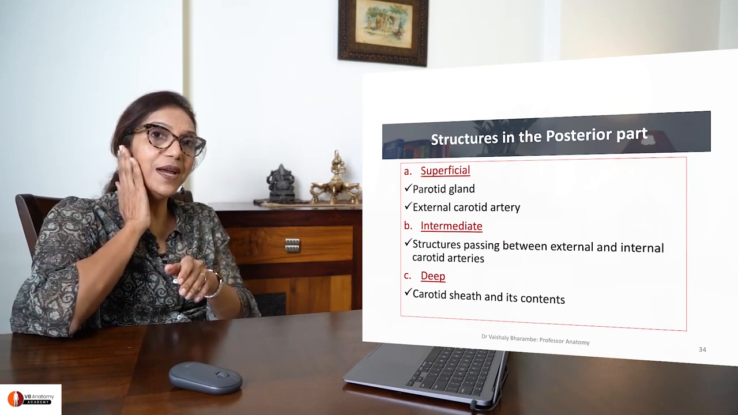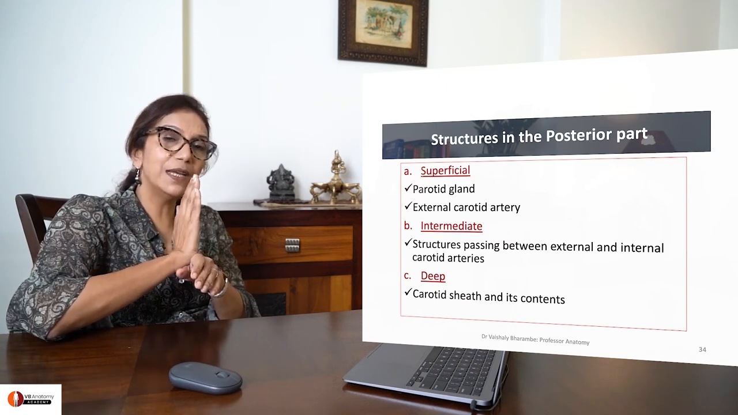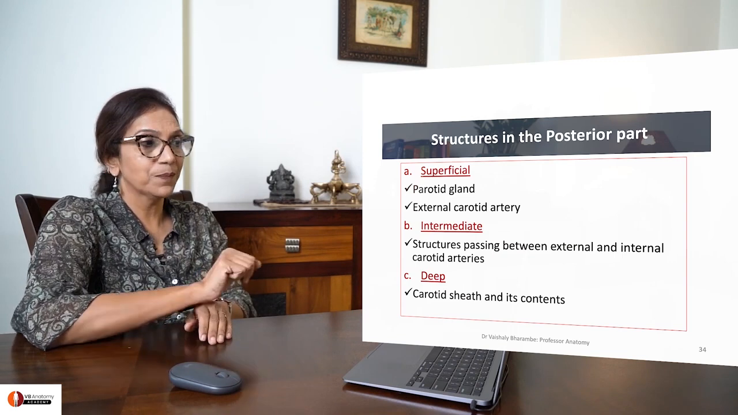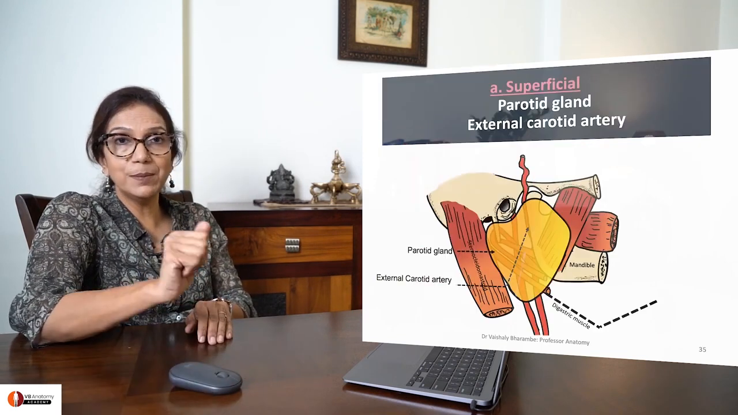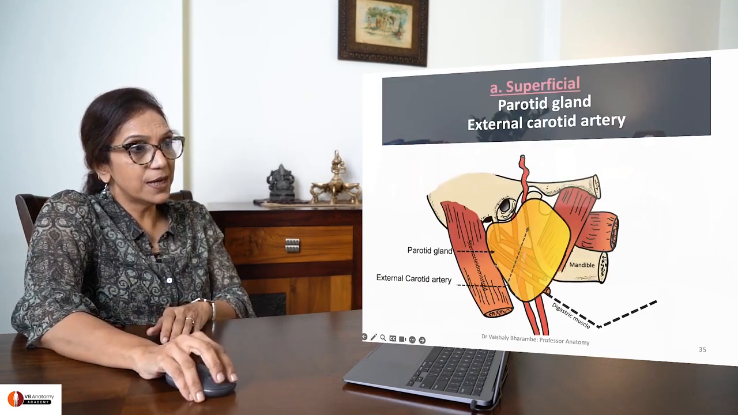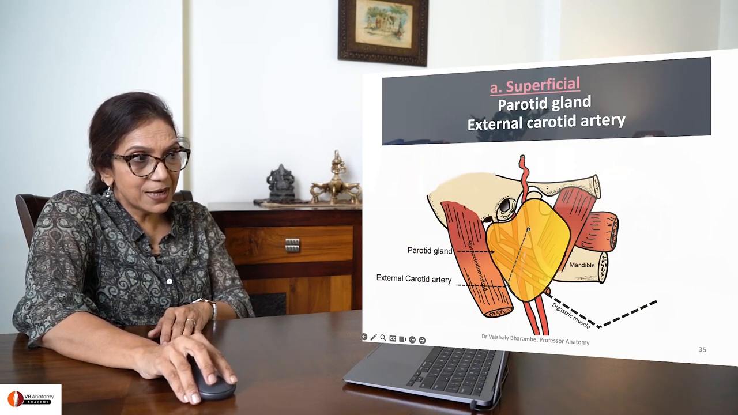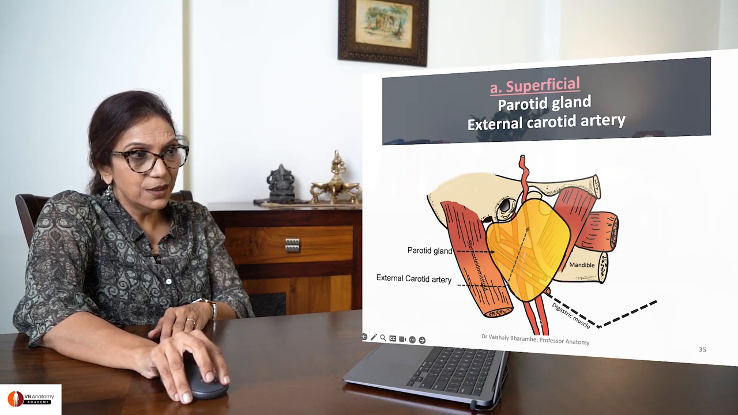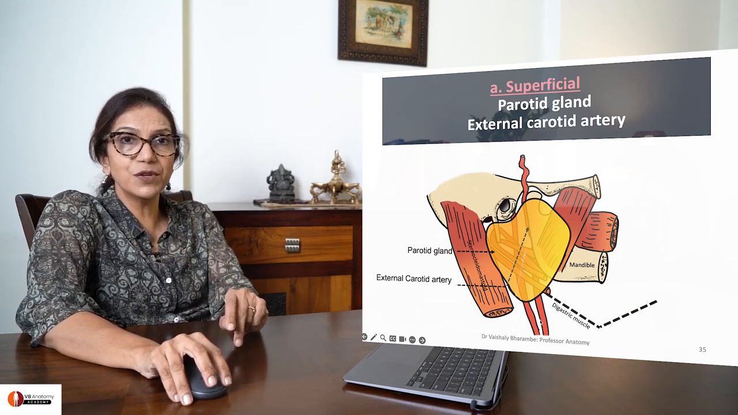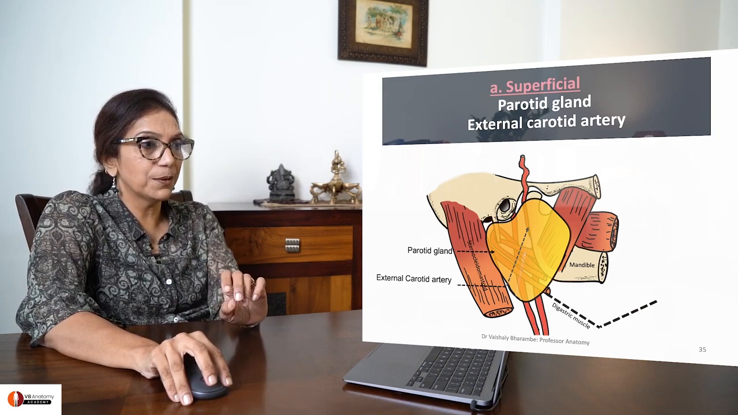So what do you find immediately? Then what do you find deep to that? And what do you find deep to that? So let's begin again using images. The superficial contents are a parotid gland. And can you see that deep to the parotid gland is the external carotid artery here? So these are the two superficial contents of the posterior part.